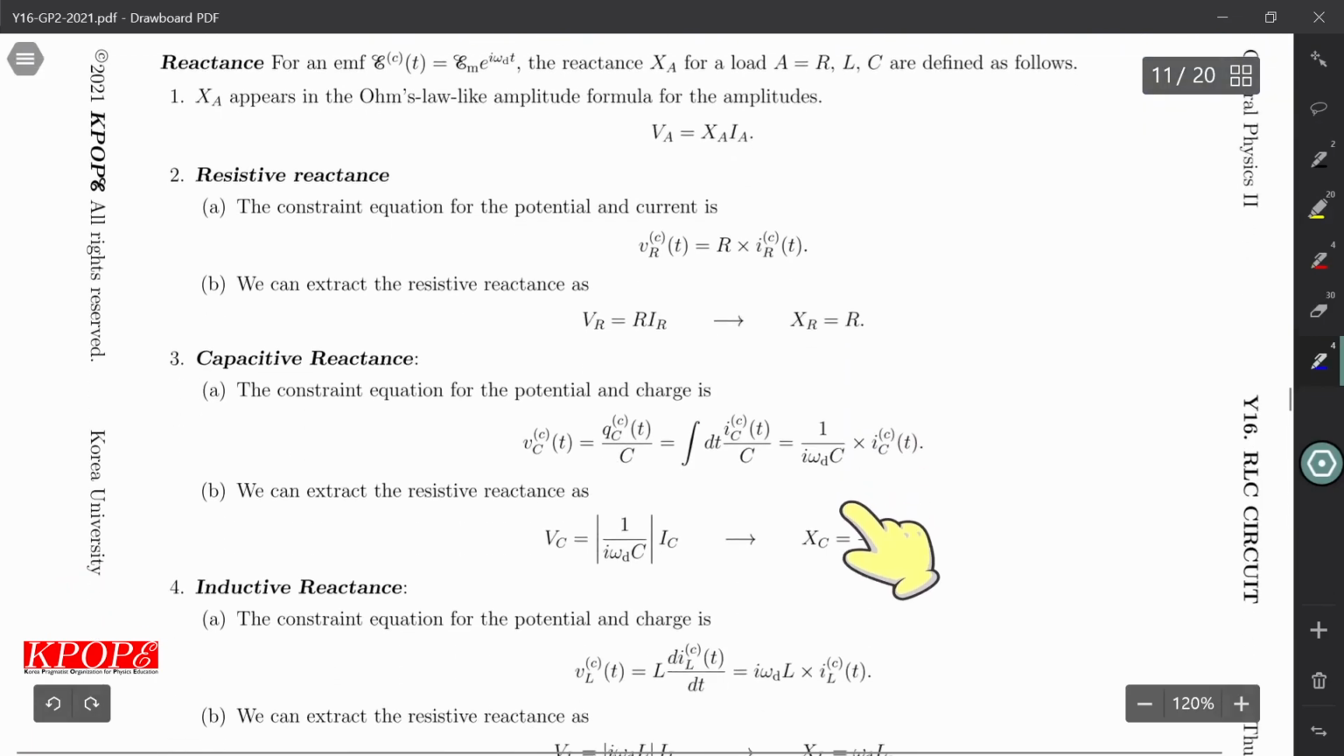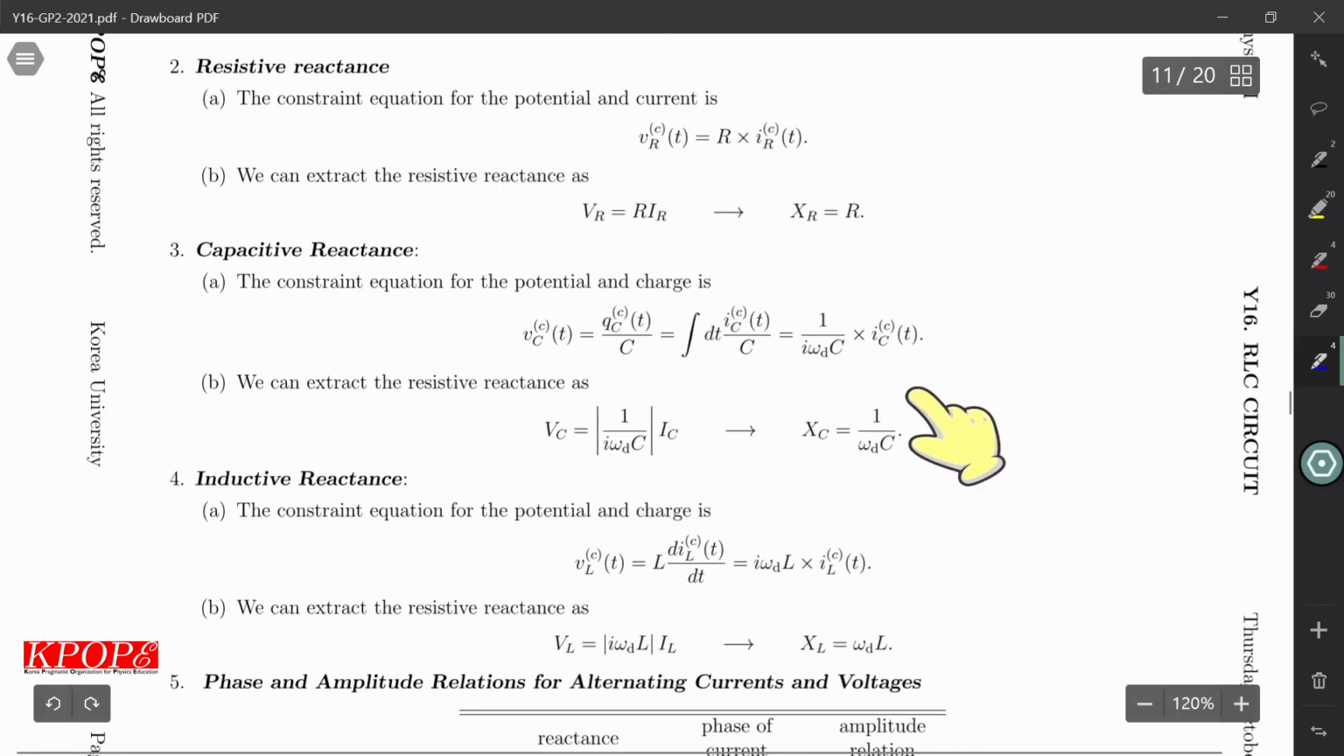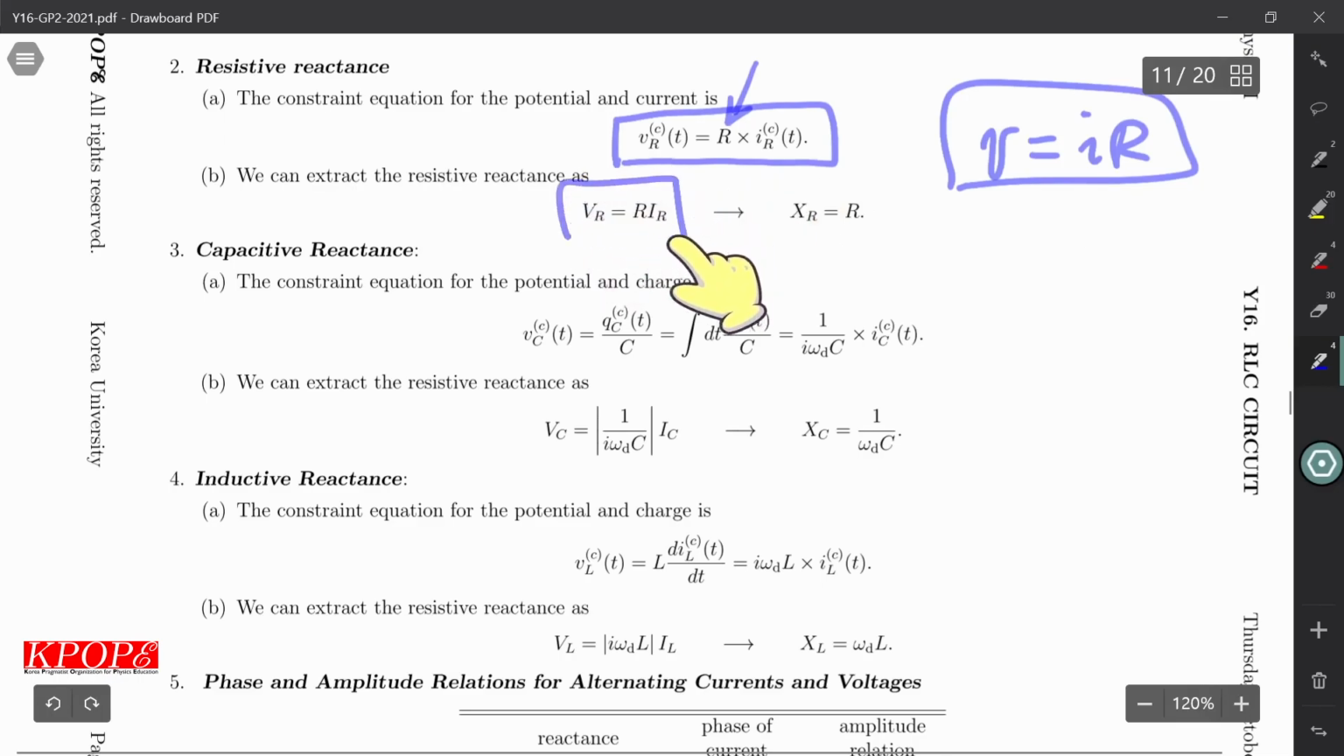Reactance. Now we have reached the point, the V equals IR style expression for the alternating current. For resistor, because the R is real, it is simple. V equals IR.